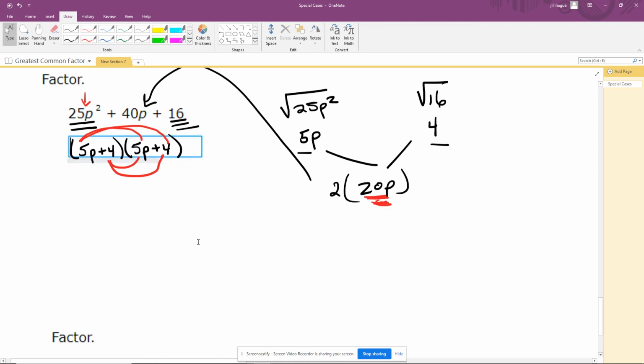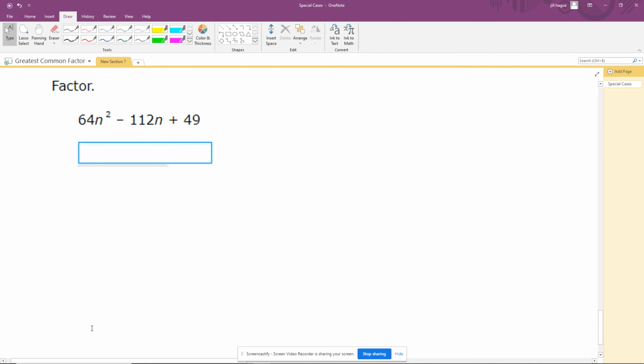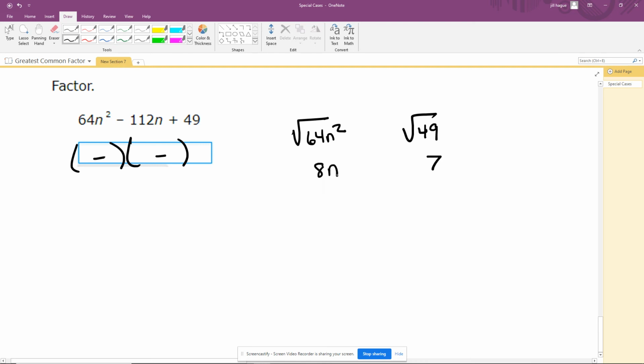Last one, which will look similar to that. But if you notice, the difference in this one is the middle term is negative. What is the only way when we multiply 2 binomials to multiply two numbers and get a positive, but add them get a negative? It's if they're both negative. So what is the square root of 64n squared? What is the square root of 49? 7 and 8n. Multiply these together and I get 56n. Double it.